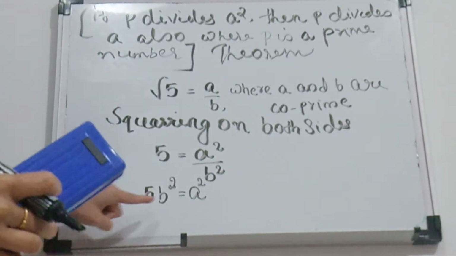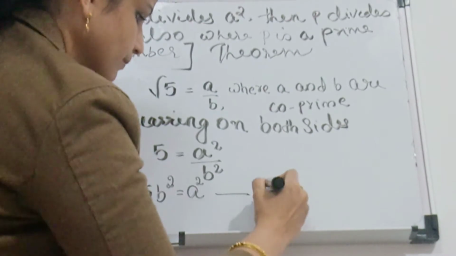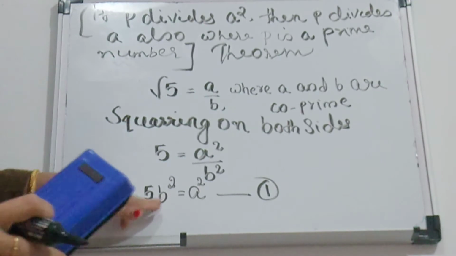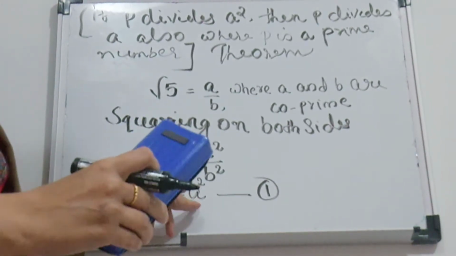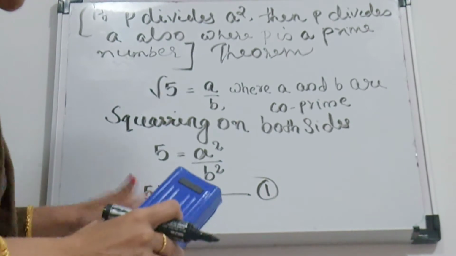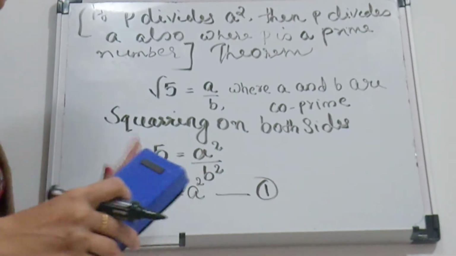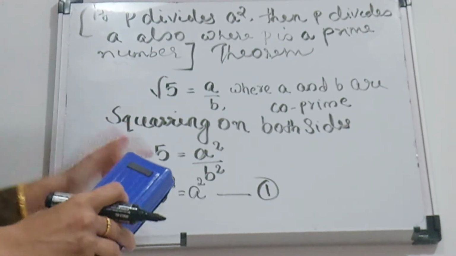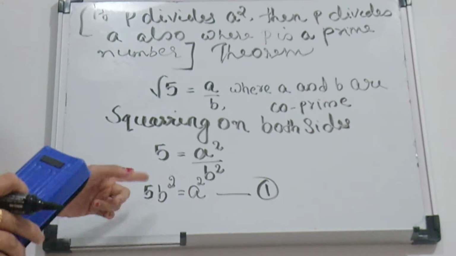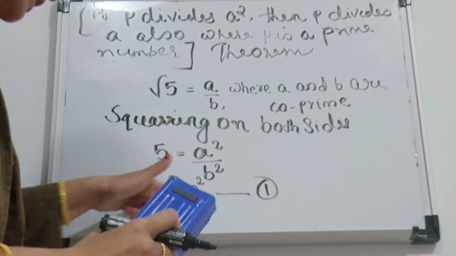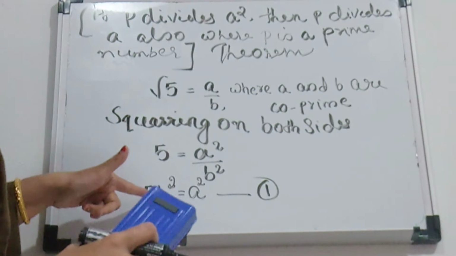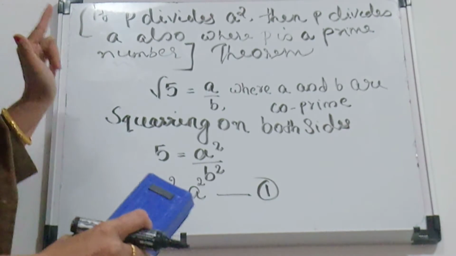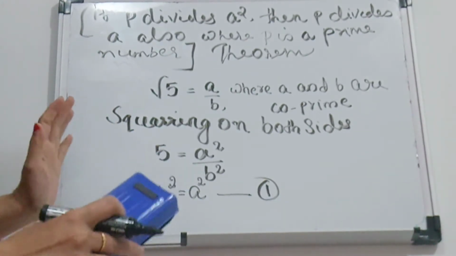So from here, this is equation number 1. From here, a square can be written as 5b square, meaning a square is divisible by 5. Then by this theorem, a is also divisible by 5. You got this point? This means a square is a multiple of 5, that is, a square is divisible by 5. Therefore, by this theorem, a is also divisible by 5.